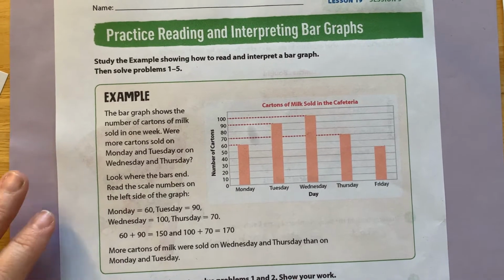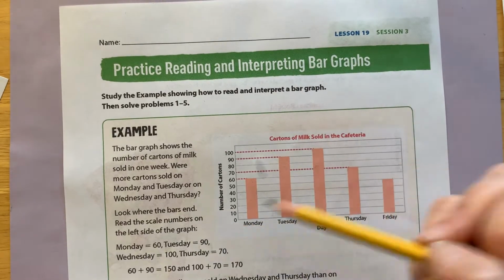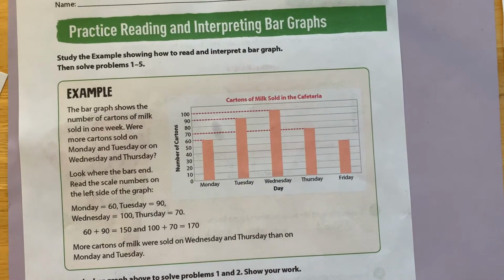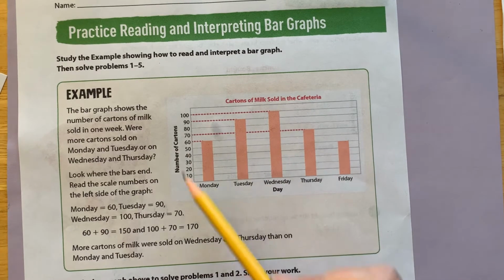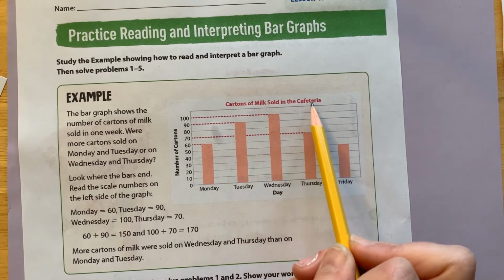Okay, learners, let's see how you did. Remember, we're on lesson 19, session 3. We're going over the practice page. Hopefully, you've taken the time to really study the graph and you know what's going on. It's the cartons of milk sold in a cafeteria.